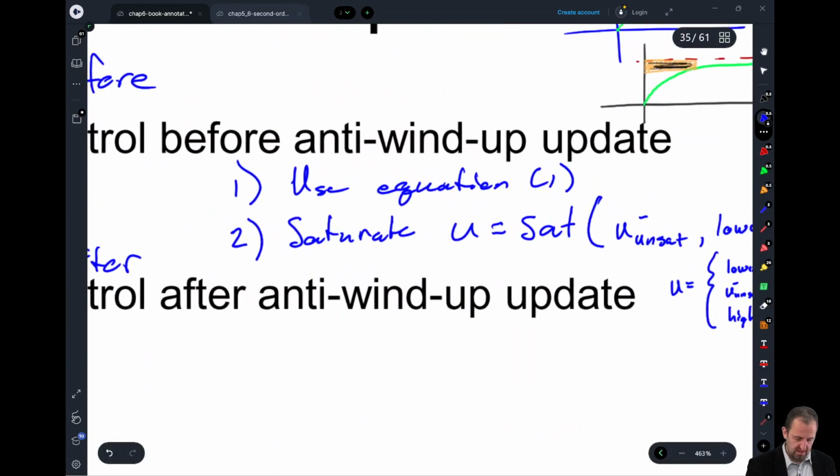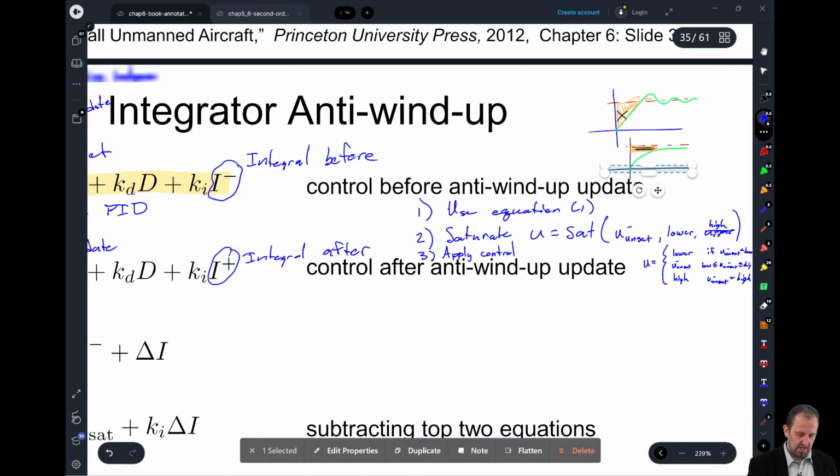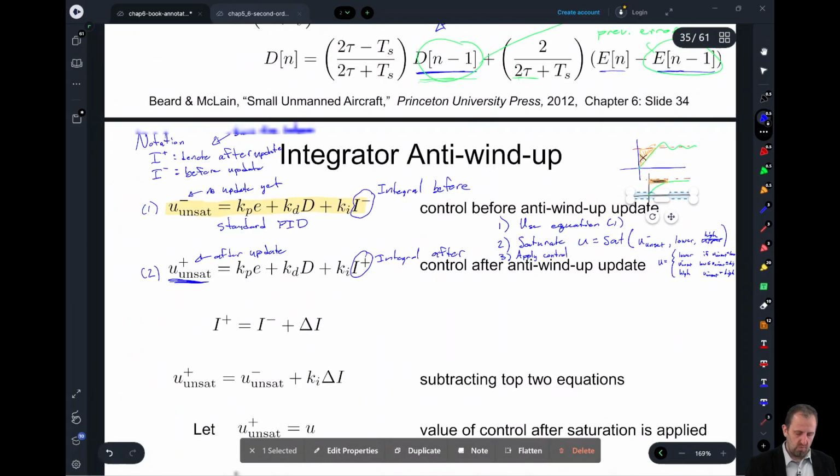That's how we calculate our control. Then, 3, we apply the control. So that's the control we end up using. We saturate it, and we have not cared anything about anti-windup yet. But we want to know how much we should wind down our integral based on the saturation. So we have this second equation, and this is actually just equal to our u, the u that we apply.